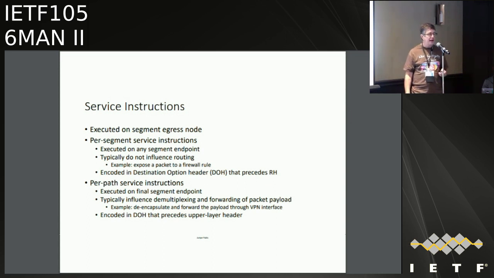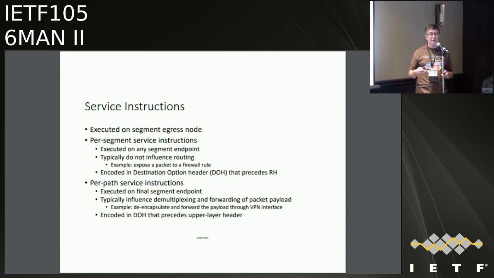Then we have per path service instructions. They're executed on the path egress node, on the egress of the final segment. They typically de-encapsulate the packet and demultiplex the payload. An example, de-encapsulate a packet and forward the payload through this interface into this VPN.